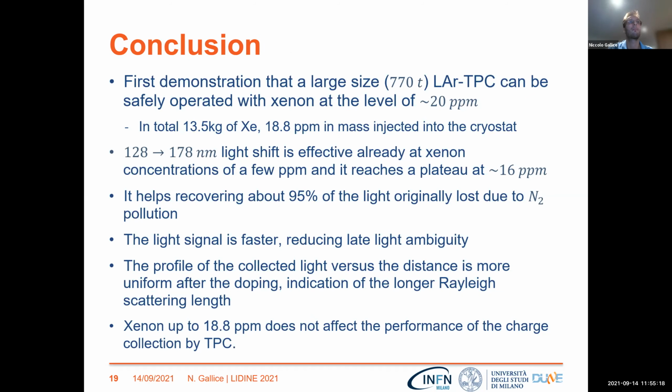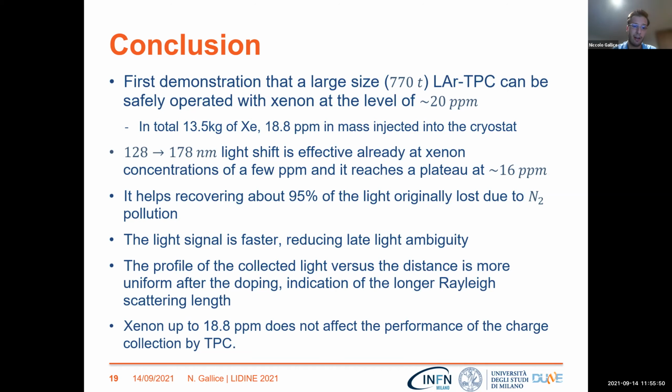Concluding, we conducted a first demonstration that a large size liquid argon TPC can be safely operated with xenon at a level of 20 ppm. In total, we injected 13.5 kilograms of xenon. The 128 to 178 nanometer light shift is effective already at xenon concentration of 2 ppm, and it reaches a plateau around 16 ppm. It helps recover about 95% of the light originally lost due to nitrogen pollution.